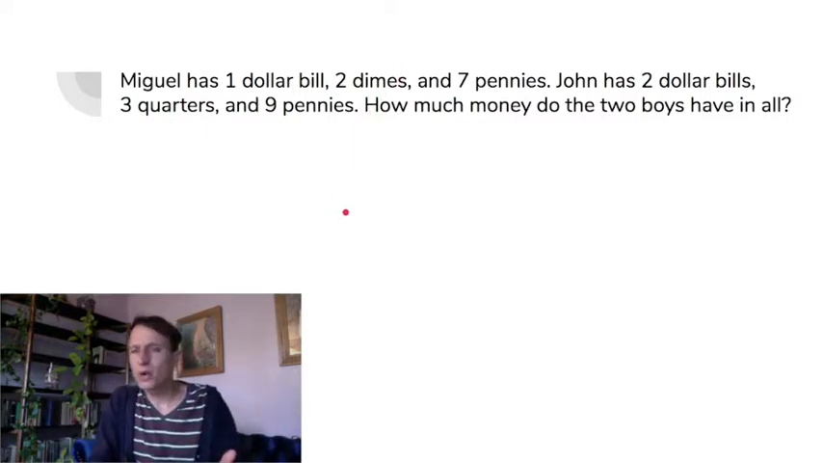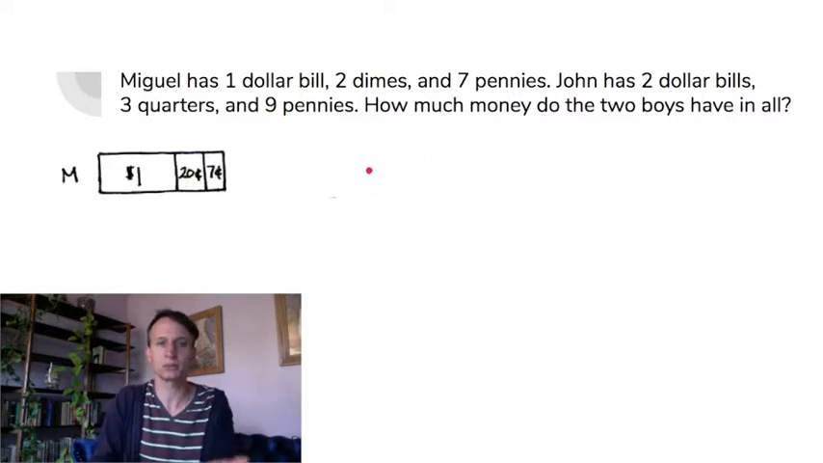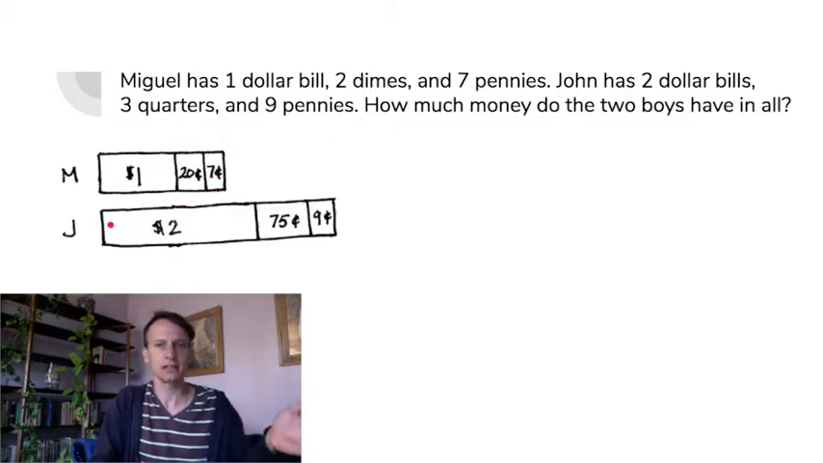Should we draw 1 tape or 2? Well, I think that's a matter of preference. I think drawing 1 tape might get a little confusing because we have all this stuff going on. So I think 2 separate tapes will do better here. We could draw 1 because we are adding. So here's Miguel. He's got $1, 20 cents, 7 cents. John has $2, 3 quarters, which we know is 75 cents, and 9 pennies, which is 9 cents. Lovely. Okay, so how much do they have in all?